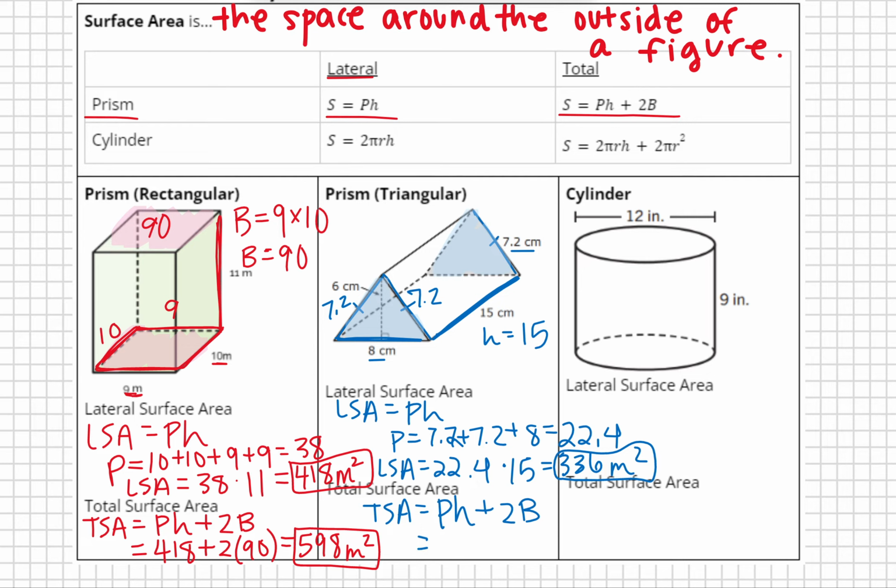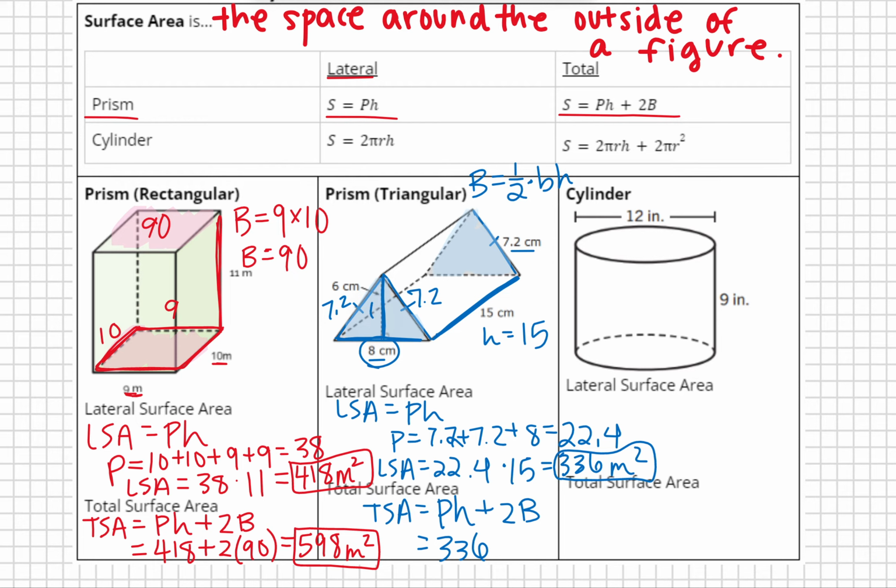Now we need to calculate the area of each base. For a triangle, it's 1/2 times the base of the triangle times the height of the triangle. In this case, the base of the triangle is 8. The height of the triangle is the distance from the bottom to the top of the triangle. And from this diagram, that's going to be 6. That's the information that's given to us. So base of the triangle is 8, height of the triangle is 6.